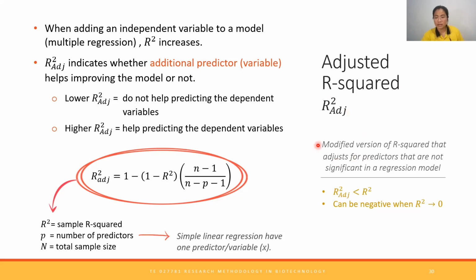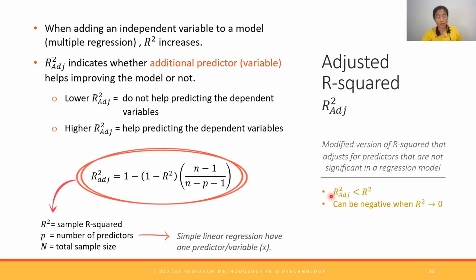So adjusted R-square is the modified version of R-square that is adjusted for the predictors, or the X values, okay? The predictor is the independent variable that is not significant in the regression model. You have R-square whenever you have a model. The model means the equation, okay? So y equals mx plus c, that is the equation, that is the model. So adjusted R-square is always smaller than R-square, okay?